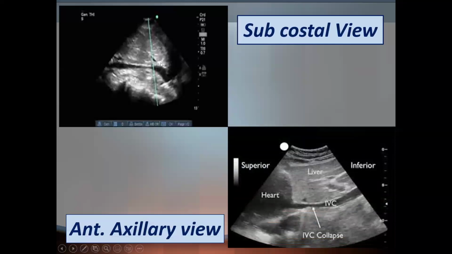Here is the subcostal view, as we said before, with the right atrium, and this is another alternative, the anterior axillary view, showing the heart and IVC.